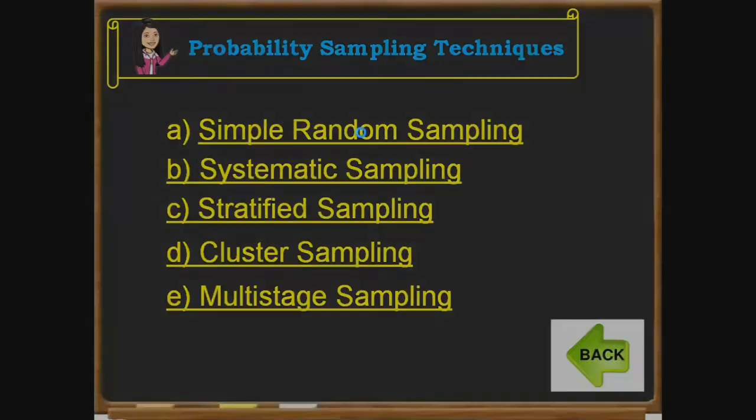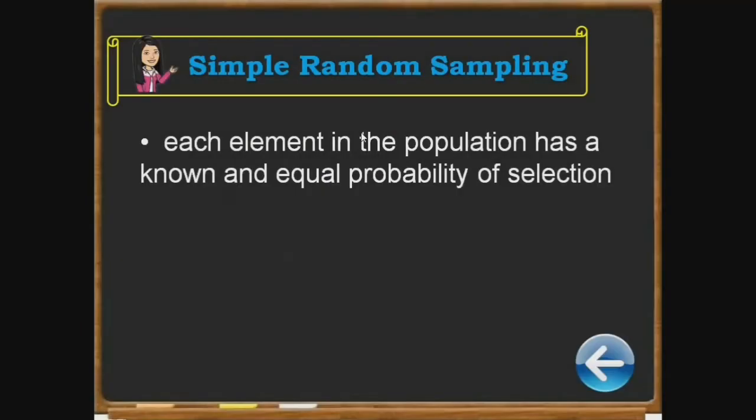Una, simple random sampling. Each element in the population has a known and equal probability of selection. Ito yung tinatawag na draw lots or lottery method, so bunutan. So example, sa BS-RS third year, kailangan ko ng respondents o sample respondents. So ang gagawin ko, lahat kayo, papasulat kayo yung pangalan sa papel, tapos bunutan. So lahat kayo may equal chance mapili.